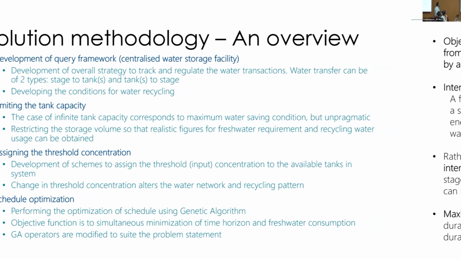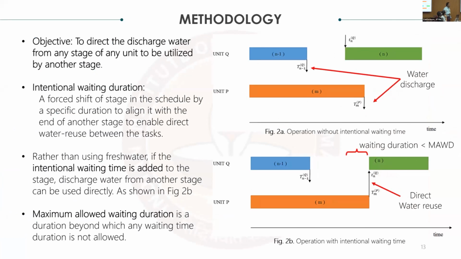Okay, so the solution methodology, I'll skip this, I'll directly go to the fundamental idea we are looking at. What do we mean by intentional waiting duration? You see here that unit Q finishes its job, and the next unit is here, and unit P is being processed. And the second unit starts here for unit Q, second operation.